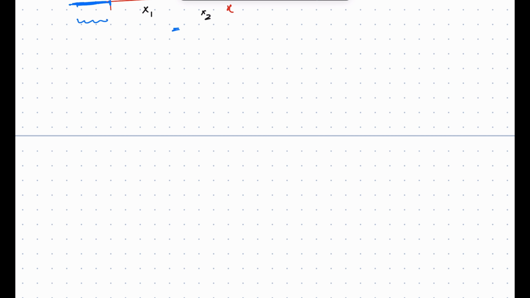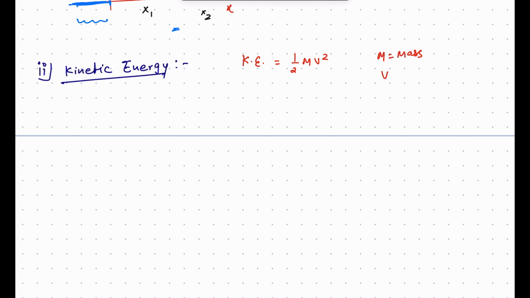What is kinetic energy? When a particle is moving, then because of the motion, this particle has a tendency to do work. That energy is defined as the kinetic energy, and the kinetic energy of the particle is given as half mv square, where m is the mass of the particle and v is the velocity of the particle. Now look here, the velocity of the particle or the object is dependent on the frame of reference. So that's why kinetic energy becomes dependent on the frame of reference.